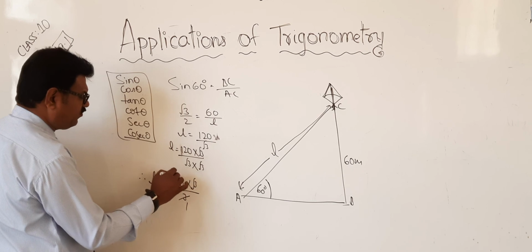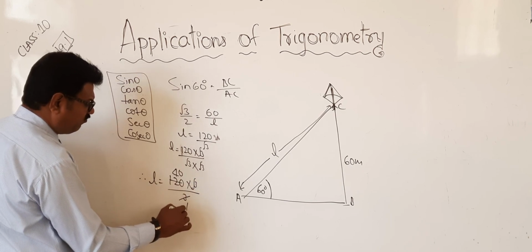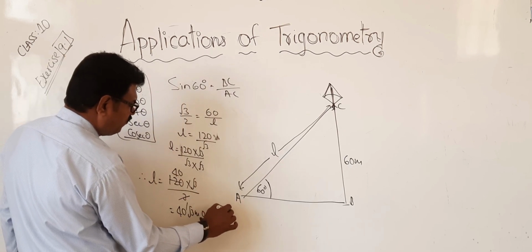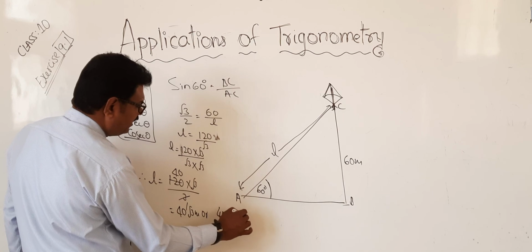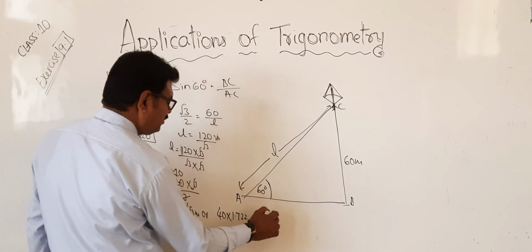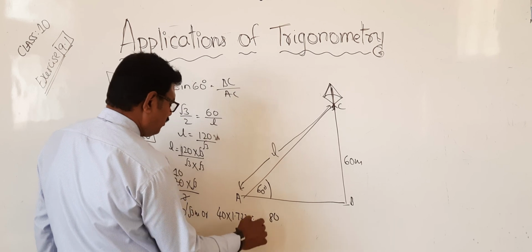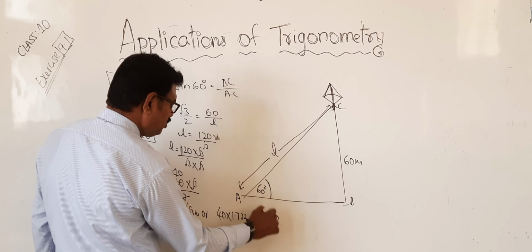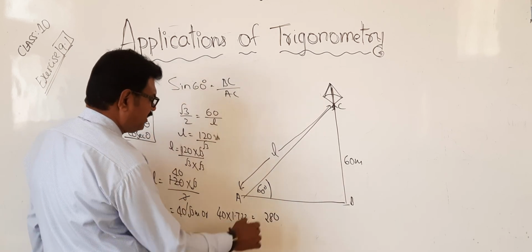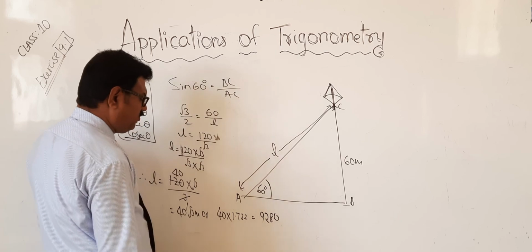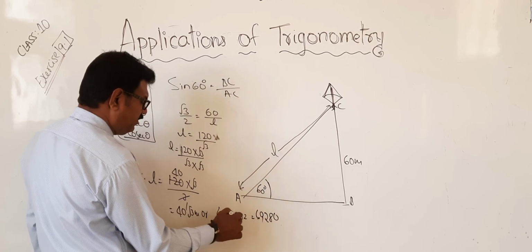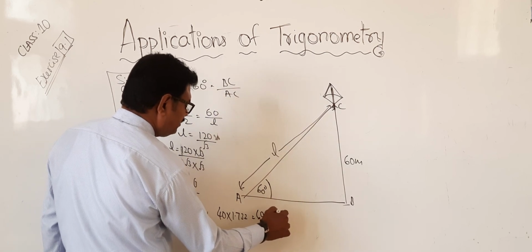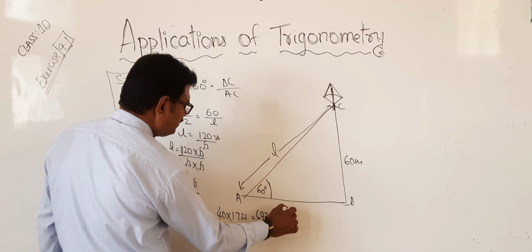3 ones are 3, 3 fours are 12, 0. It is nothing but 40 root 3 meters, or you can find 40 into 1.732 approximately. Multiplying, that means 69.28 meters, like this.